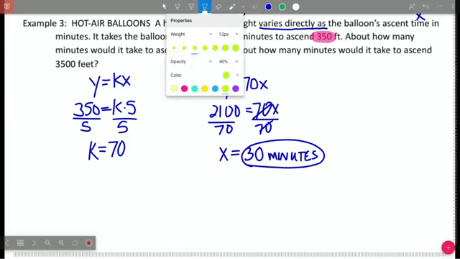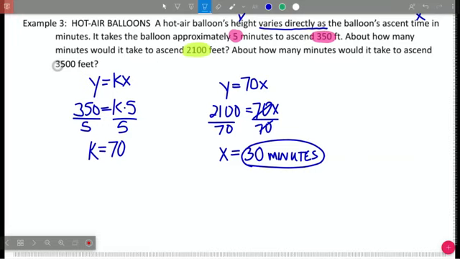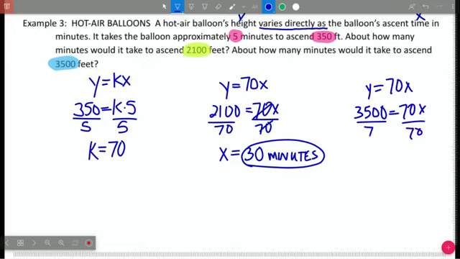Now, this problem also asks for an additional situation where it wants to know how long it's going to take to go 3,500 feet. So we'll again come back to that new equation that we developed when we found k, y equals 70x. We'll input 3,500 for y. And we'll solve for x again in this situation. And we should come up with 50. So it's going to take 30 minutes to ascend 2,100 feet and 50 minutes to ascend 3,500 feet.